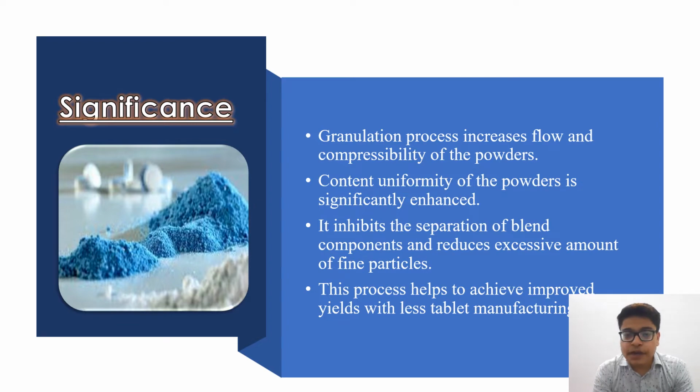Next comes content uniformity. Our API should be equally distributed in all the materials, in all the tablets we are making. Then comes the separation of the blend. All the materials we are using for making a tablet, like excipient, salt, API, should not get separated in between. The last point is that this process helps to achieve improved yield. The yield is enhanced and the manufacturing defects are decreased.